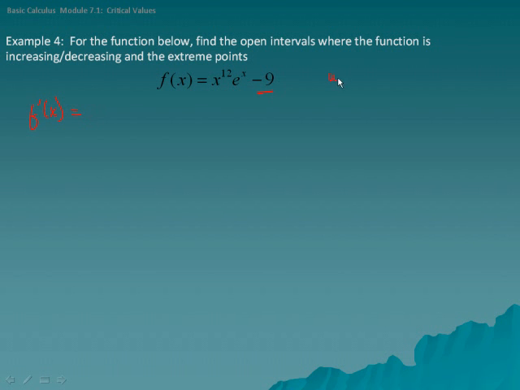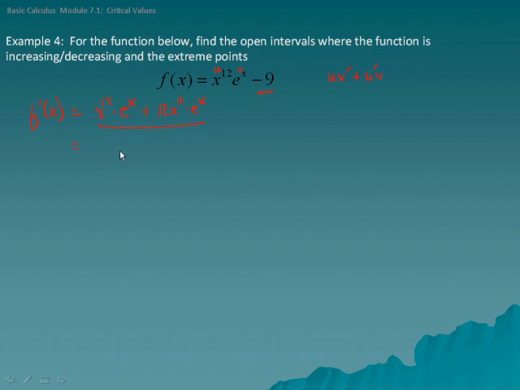But the first part, we're going to have to use the product rule. Okay, where x to the 12th power will be u, and e to the x will be v. So that will give us u, which is x to the 12th, times the derivative of e to the x, which is just e to the x, plus the derivative of the first one, which is 12x to the 11th, times the second one, which is e to the x. The domain of this function will exist everywhere.